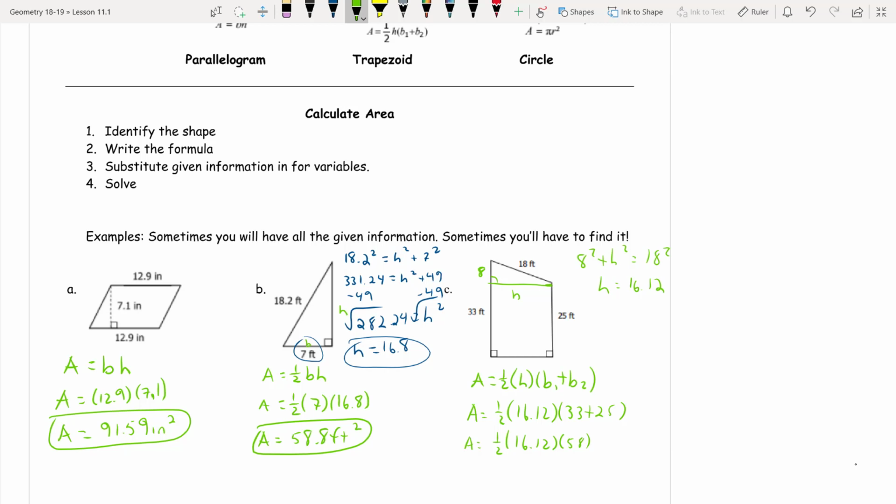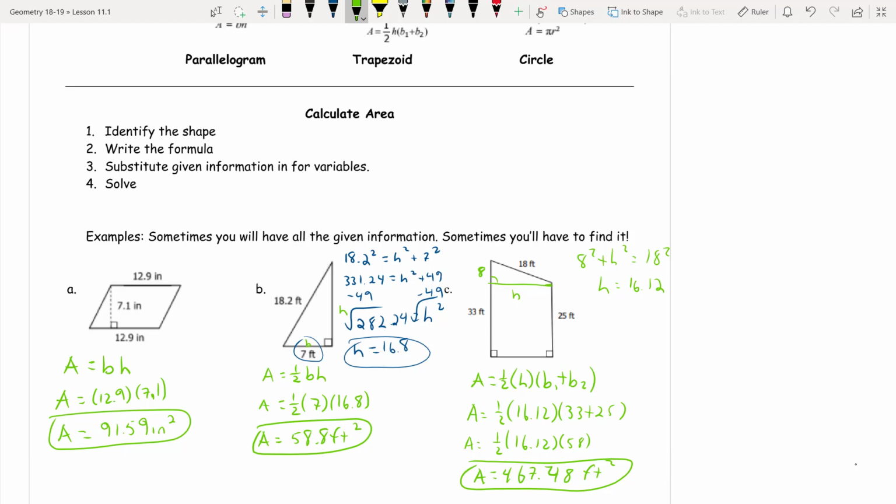And from there, I just plugged in, and I combined my 2 legs here. So I have half times 16.12 times 58. So we're going to do 58 times 16.12, and we're going to times by a half, and you end up with your area as 467.48, and that is square feet.